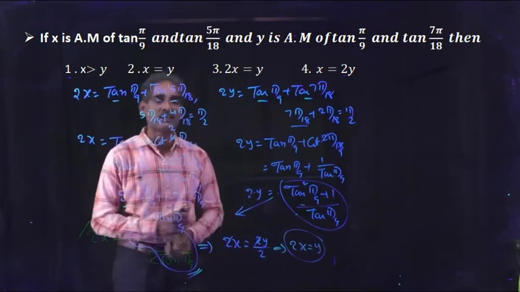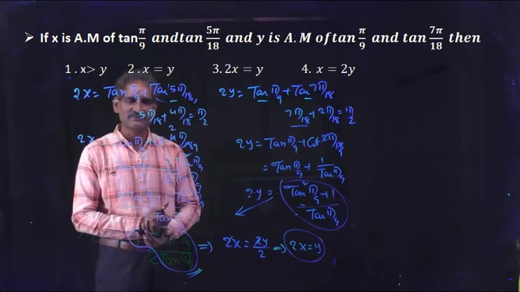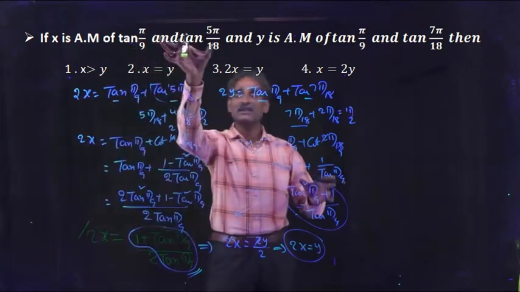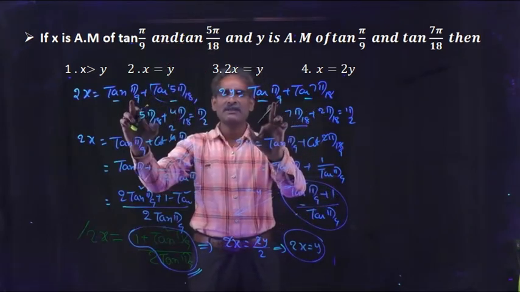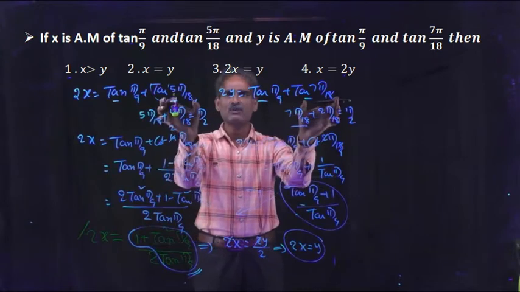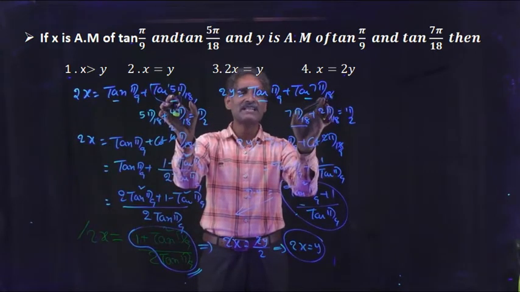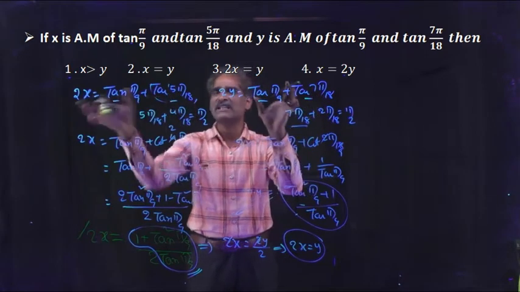This is another method. In this option, no need to do all this. Just simply you can say, in both the expressions here, observe that tan pi by 9 is the same. These are the only different values. So tan pi by 18 is less than tan 7 pi by 18. So definitely y is greater than x.